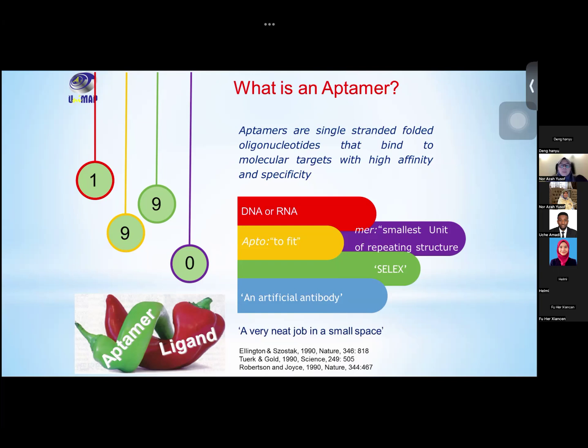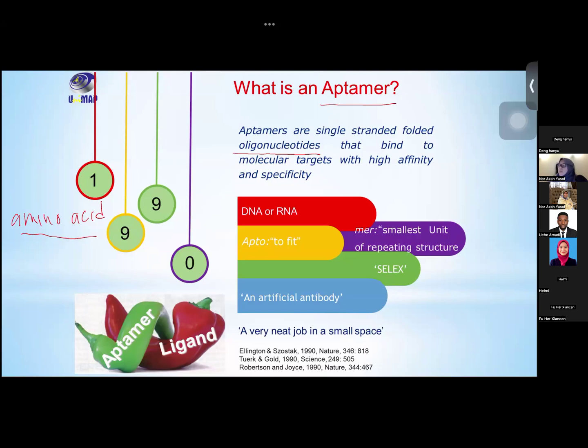So aptamer is a single-stranded oligonucleotide. If DNA consists of nucleotides and bases, the ATCG, the same goes with aptamer. It consists of a series of nucleotides. When we have a series of nucleotides, it is called oligonucleotides.